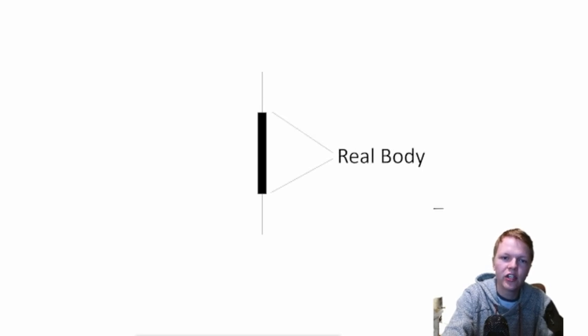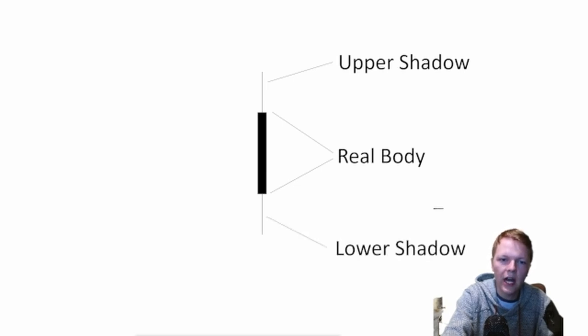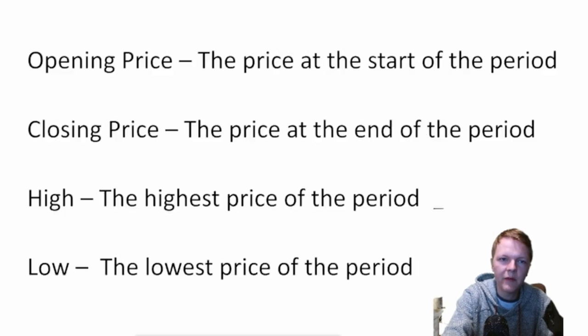A candle consists of three sections. The colored middle section is called the real body. The line above the real body is called the upper shadow, and the line below the real body is called the lower shadow. Once you know how to read a candle, these sections will tell you four pieces of information.